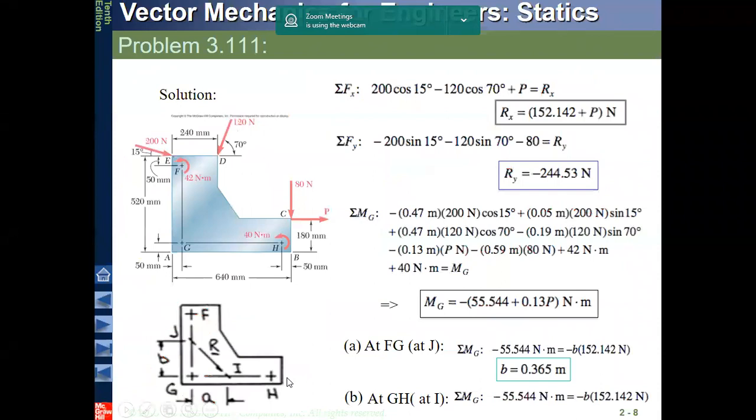Let's go to the solution. The resultant force is equal to, in the x direction, 200 times cosine 15 minus 120 cosine, this is the 120 force, plus P, and you would get this R. You can write this for the y direction, and then you can calculate the moments.